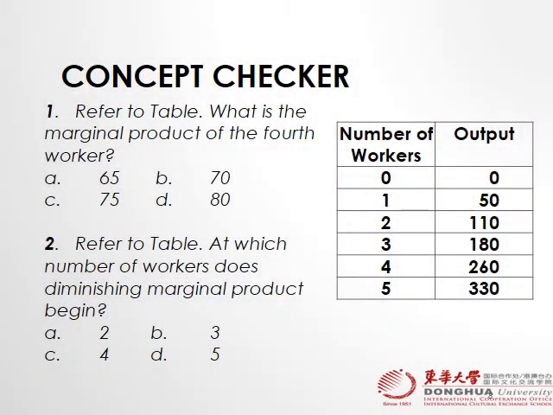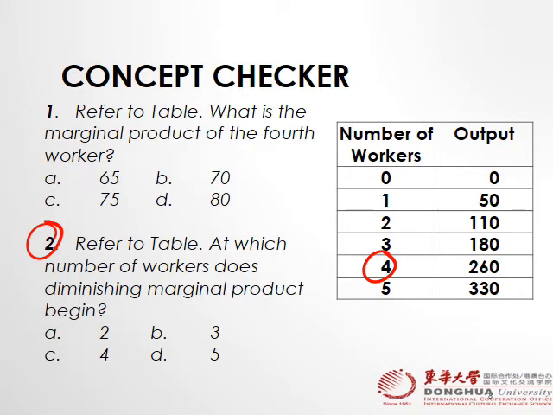Okay, here we go. Another concept checker to further strengthen your concept. Refer to the table. What is the marginal product of the fourth worker? When you added the fourth worker, what is the marginal product? I just want you to solve this question by yourself, and at the end just match the answer here. And let me just read the second one.